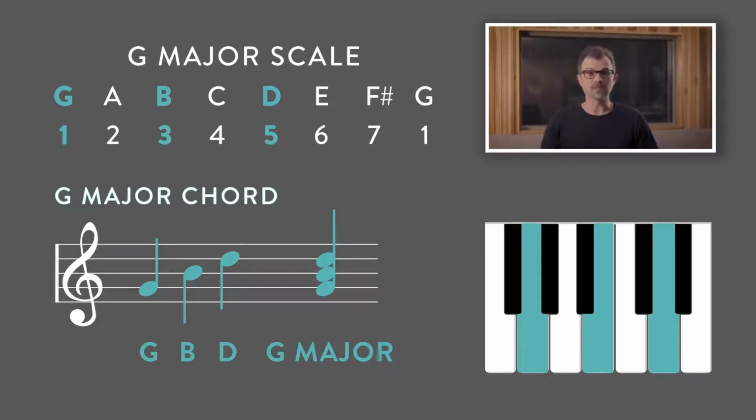Take this example and pick any note. Write out the major scale for that note, then take the 1st, 3rd, and 5th notes of that major scale, and that will form a major chord in that key.